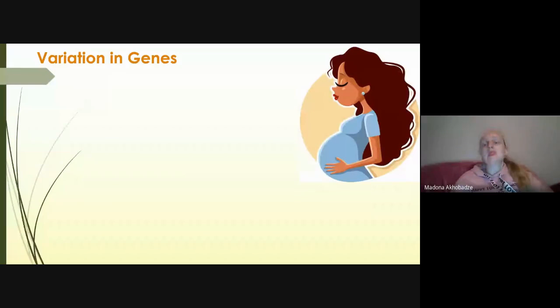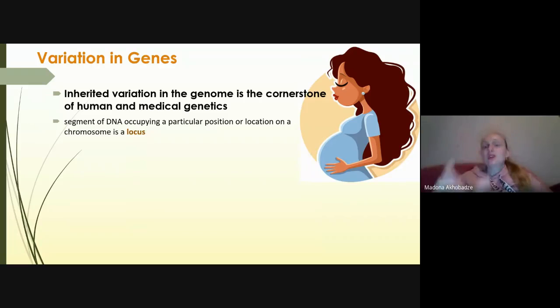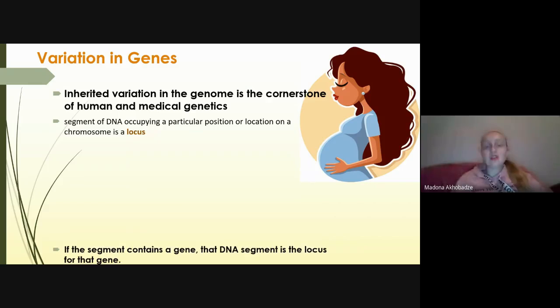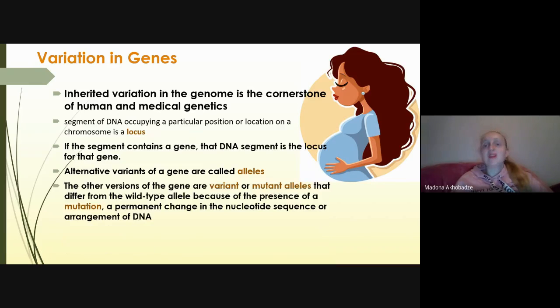Okay. Now let's discuss the variations in genes. Inherited variation in the genome is a cornerstone of human and medical genetics. We have the locus, which is the location, the sequence of the DNA that contains one gene. The segment that contains the gene is called the locus, and the alternative variants of the genes are called alleles, located on different chromosomes but defining the same features.